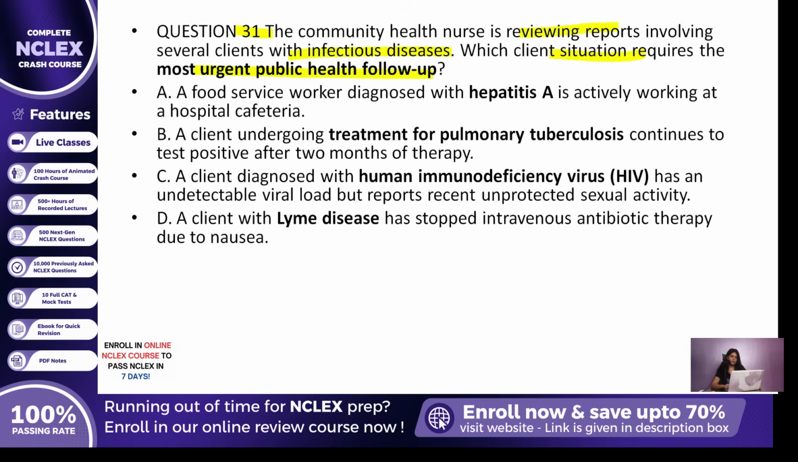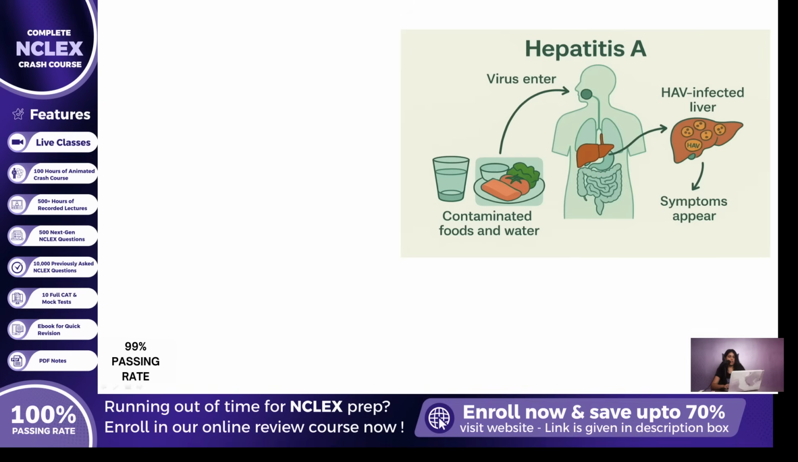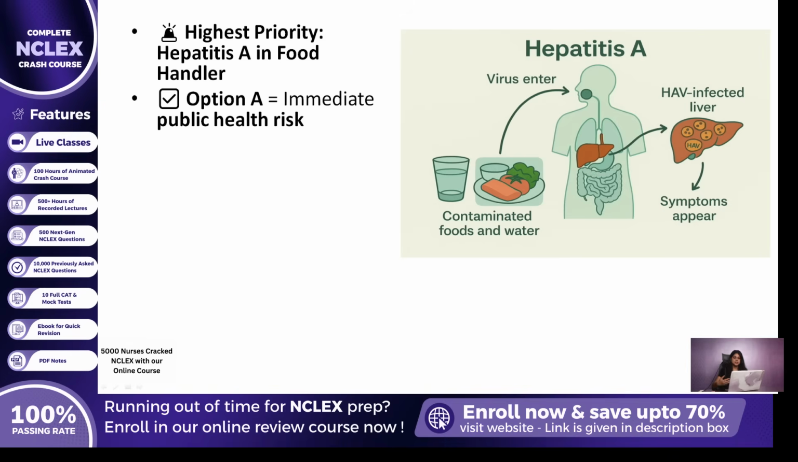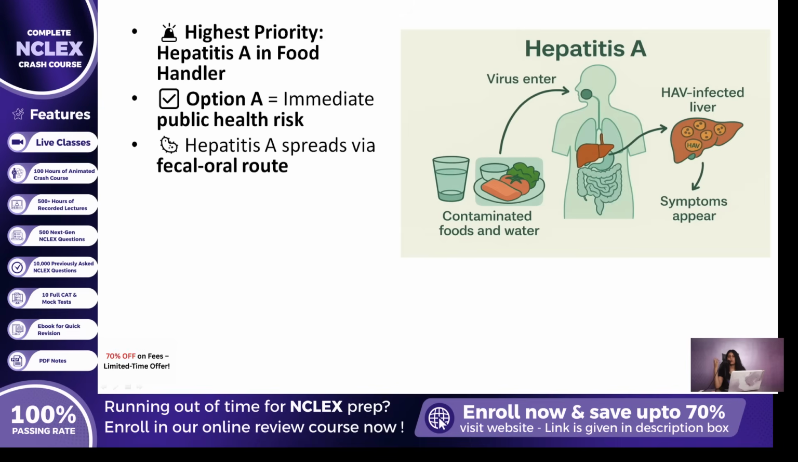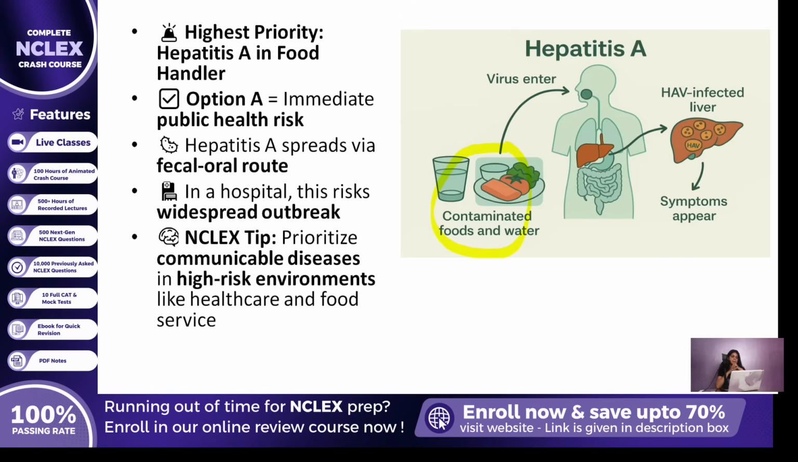The correct answer is Option A, a food handler with hepatitis A working in a hospital. This is an immediate public health concern because hepatitis A spreads through the fecal-oral route and poses a serious outbreak risk in healthcare settings. Therefore, active hepatitis A in a hospital food worker demands the most urgent public health response.